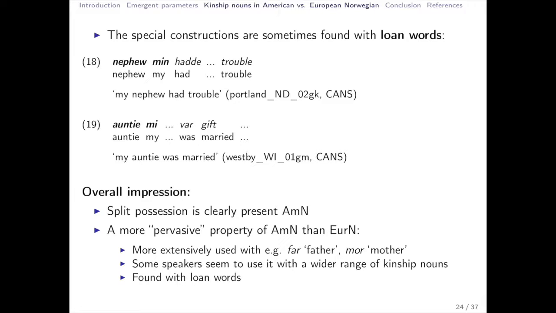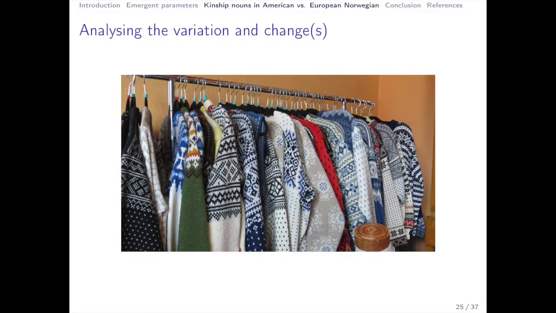My overall impression is that split possession is clearly present in American Norwegian, and it's actually an even more pervasive property of American Norwegian than European Norwegian, because we've seen that it's more extensively used with some nouns. They use it with a wider range of kinship nouns, and they seem to use it, at least some speakers. Well, this only applies to some speakers, but these speakers seem to use it with loan words. Right. So now we've compared the two varieties.